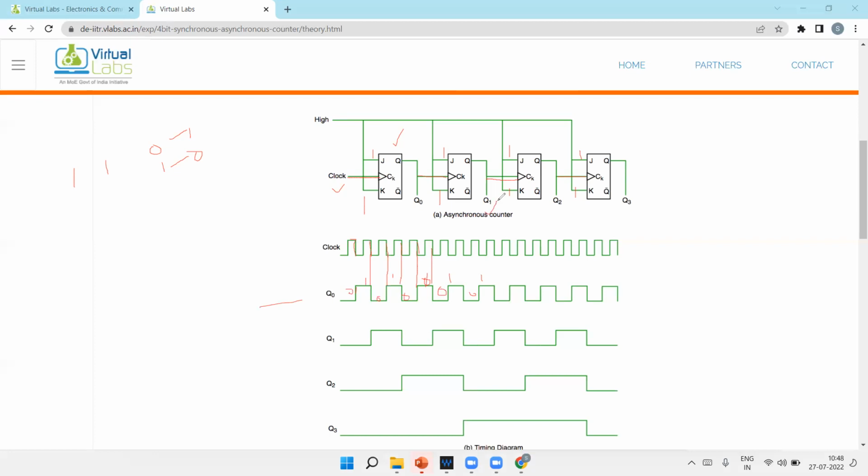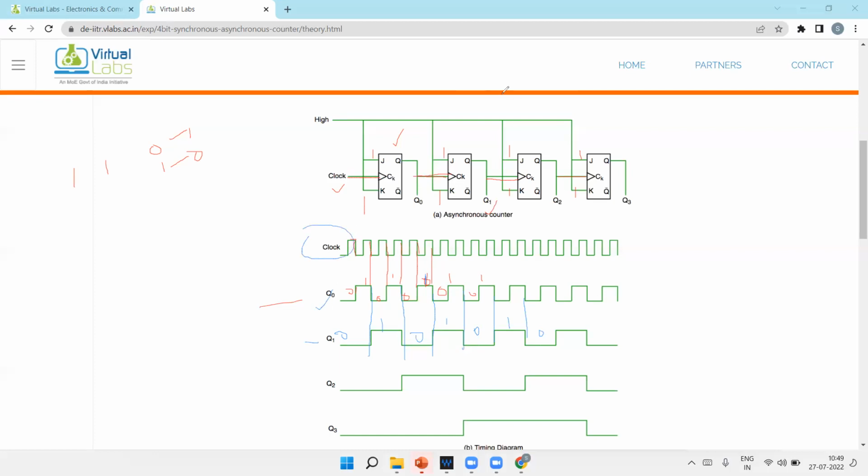Now we'll talk about Q1. For Q1, the inputs are already 1, 1 high, which means the output toggles, but according to the clock, which is Q0. When Q0 has a falling edge at this point, it toggles here from 0 to 1. Next, it is falling here, so 1 to 0. Next falling, toggle 0 to 1. Next falling, 1 to 0. Next falling edge, 0 to 1. For Q0, this was the clock, but for Q1, Q0 is the clock.